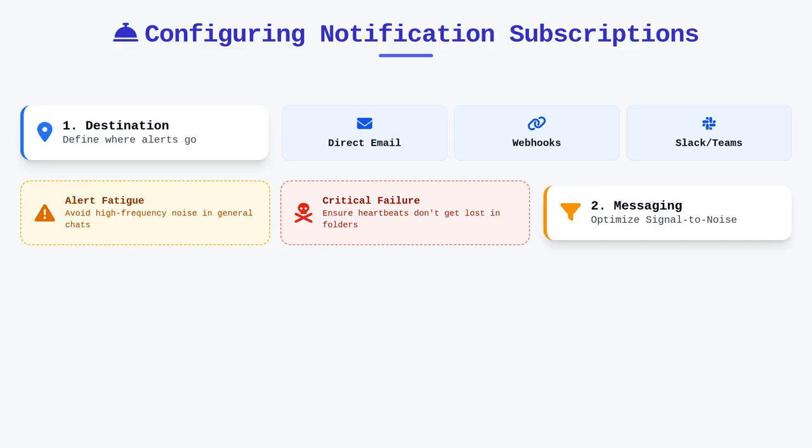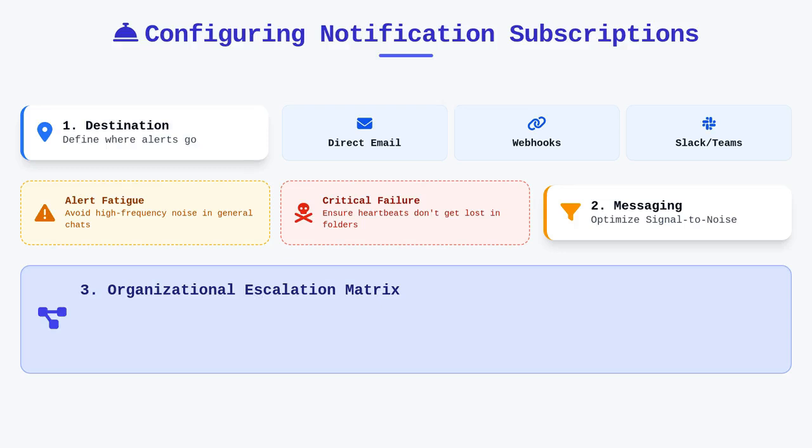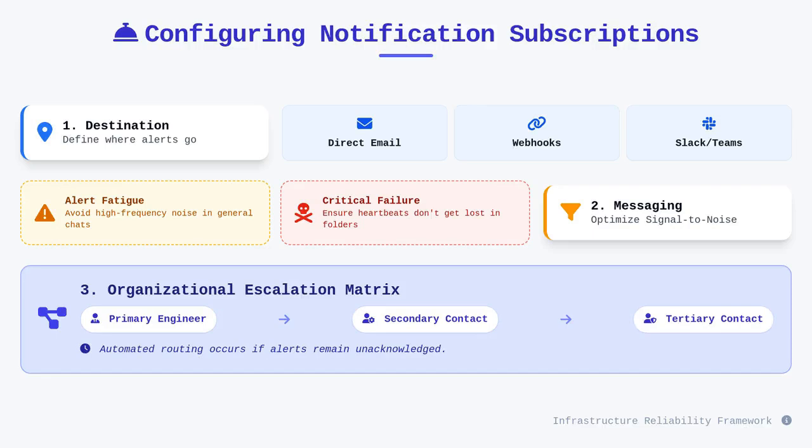You define these settings within the subscription profile, where you can also map the alerts to your organizational escalation matrix. This mapping is vital for mission-critical infrastructure, as it ensures that if a primary engineer does not acknowledge an alert within a set timeframe, the system automatically routes that event to a secondary or tertiary contact.